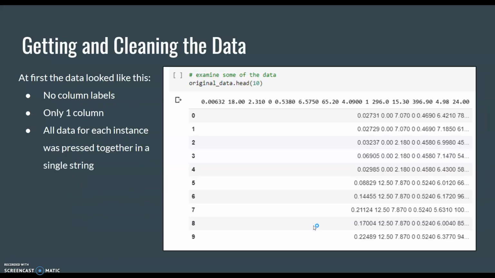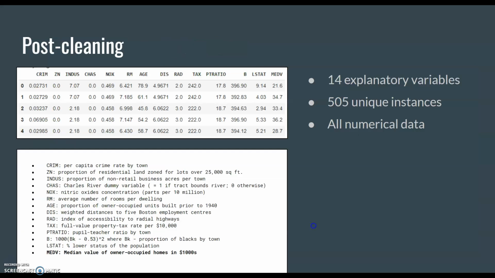And so the first four steps, I got the data from Kaggle. It was poorly formatted. So it looked like all the data was compressed together in a string. There were no data labels, so I went ahead and added those. And as you can see, there are 14 explanatory variables on the bottom left. You can see what they stand for. And there are 505 instances, and all the data are numerical data, which makes our lives easier.